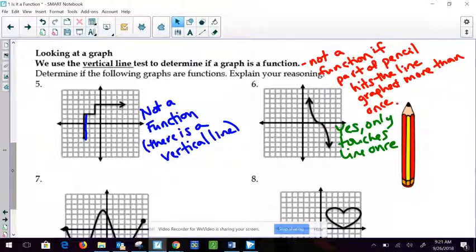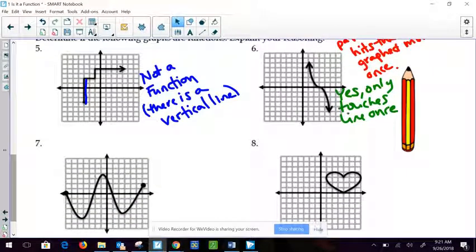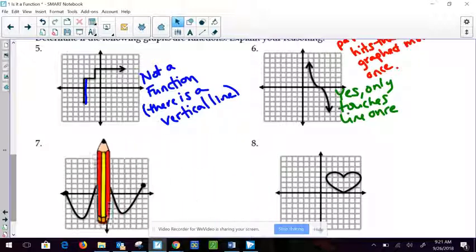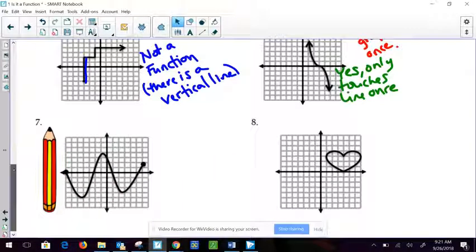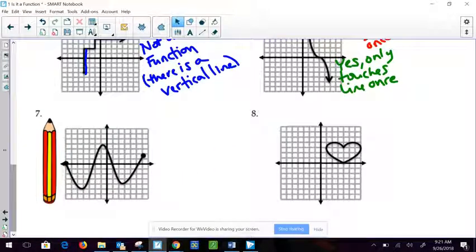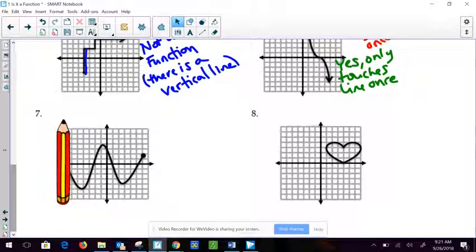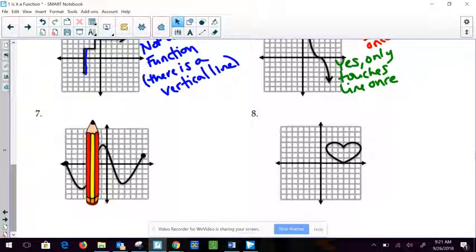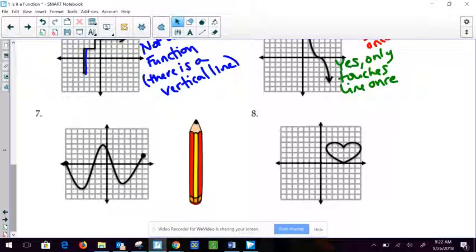Now we're having a ton of fun. Let's look at number 7. This is a great one. It's almost like a W for Wendersky. It's almost like I planned it. So if we go ahead and look at this one, again, we're going to bring that pencil from left to right. As I bring my pencil from left to right, it only is hitting that graph at one point. No matter where I put it on that graph, only one part of that W is touched. So again, yes, this is a function, and it's a function because it only touches the line once.